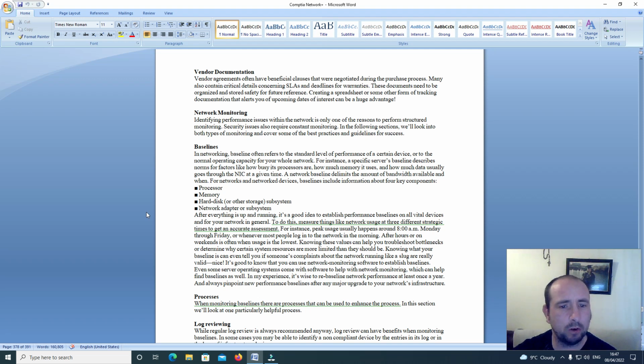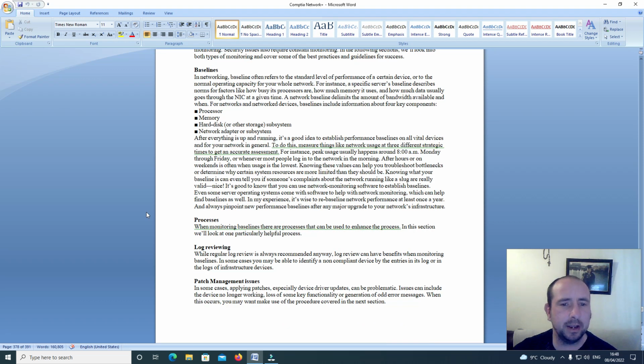Network monitoring. Identifying performance issues within a network is only one of the reasons to perform structured monitoring. Security issues also require constant monitoring. In the following sections, we'll look into both types of monitoring and cover some of the best practices and guidelines for success.